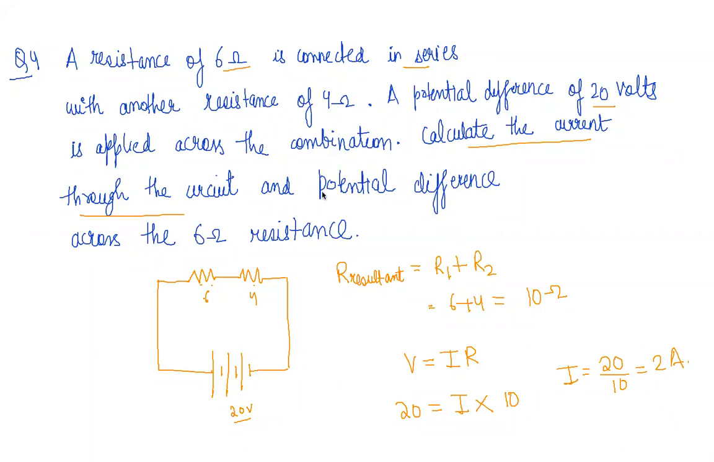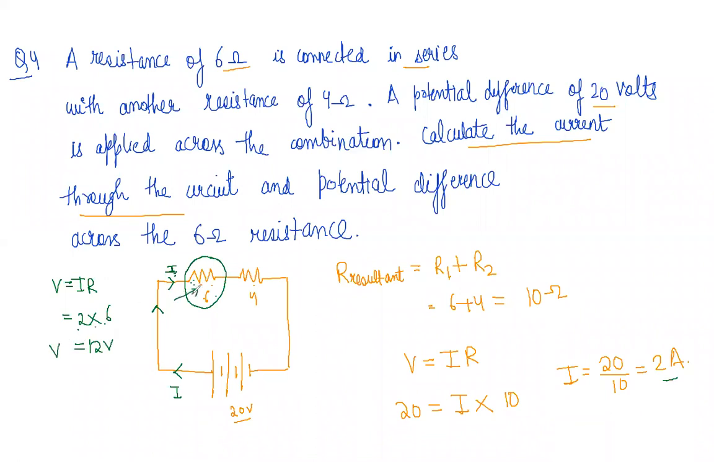Now what we have to find is the potential difference across the 6 ohm resistance. If I say current I will pass through the circuit, so the current I will pass through this resistance also. So I will apply Ohm's law on this resistance. V is equal to IR. The amount of current flowing is 2 ampere, so I will write 2, and the resistance is 6. So it will be 2 into 6. It will be 12 volts.